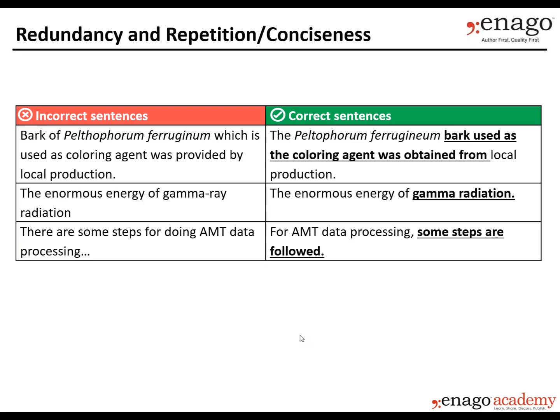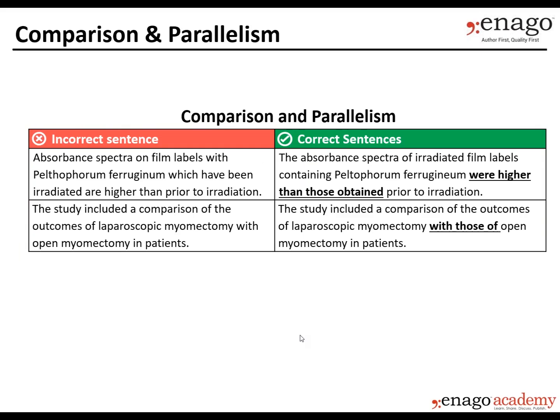Next slide. So comparison and parallelism. Again, it's around tenses. If you're writing something that's in the past tense, then you don't suddenly move into "are higher." It should be "were higher than those obtained." And again, with quite complicated sentences that have a huge number of words that have to have a very precise meaning, you don't want to leave your audience wondering what's being concluded, what's being compared with what, how do these things fit.